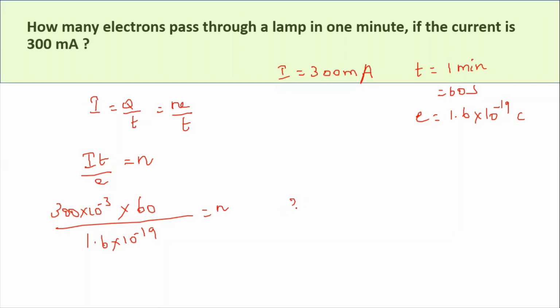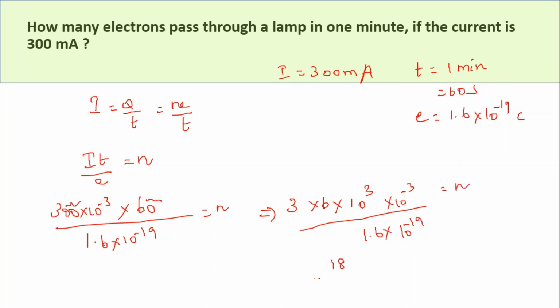3 into 6 into the zeros, 3 zeros, right? I'm making it as 10 power 3 so that I can cancel the minus 3, divided by 1.6 into 10 power minus 19 is equal to N. Now 10 power 3 and minus 3 will become 0. So 18 divided by 1.6 into 10 power plus 19 will be equal to N.